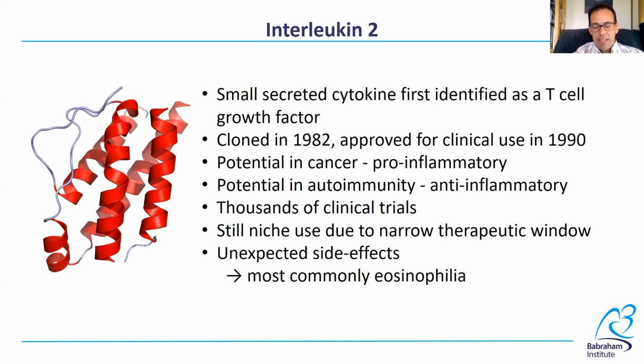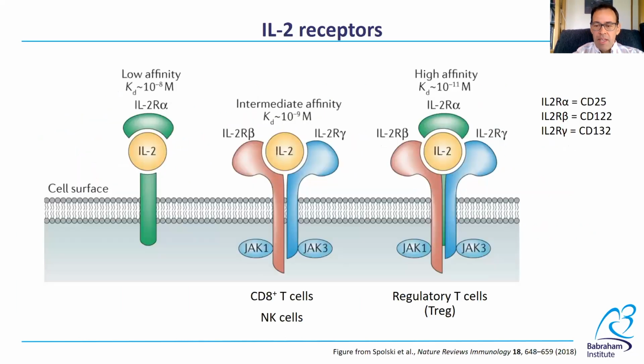Now, just to get a grip on the complexity of IL-2, you can see straight away that this has got pro-inflammatory effects and anti-inflammatory effects, and you want to use it in diseases as diverse as cancer and autoimmunity. And of course, these can't both be true at once. The reason this works is because interleukin 2 has got multiple different receptors. The high affinity receptor is a trimer between IL-2 receptor alpha, beta, and gamma.